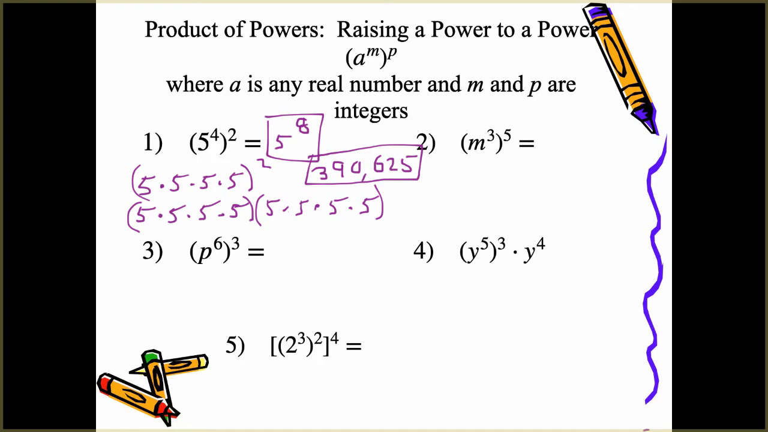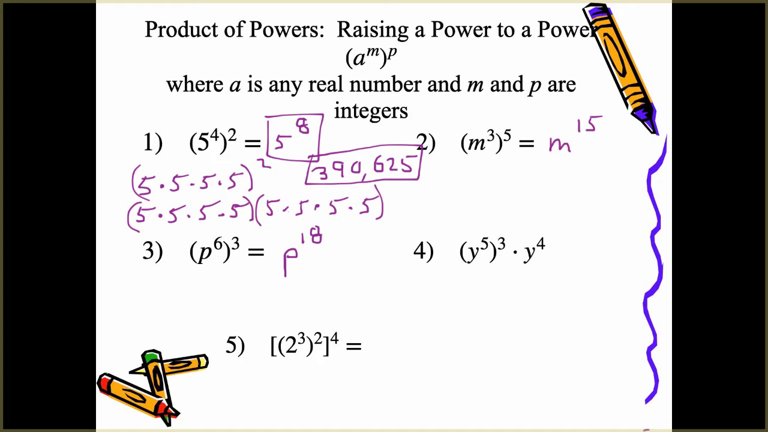So we have m to the 3rd, all raised to the 5th power. We multiply the two exponents together, and we get m to the 15th. We have p to the 6th, all raised to the 3rd power. Again, we have a power raised to a power. We multiply the exponents together, and we get p to the 18th.